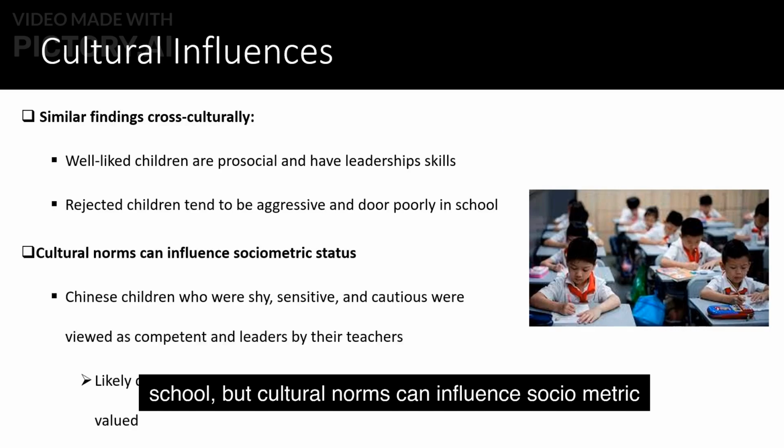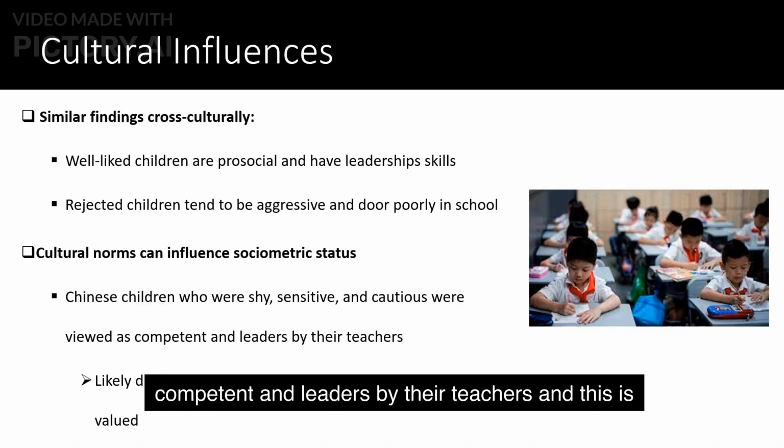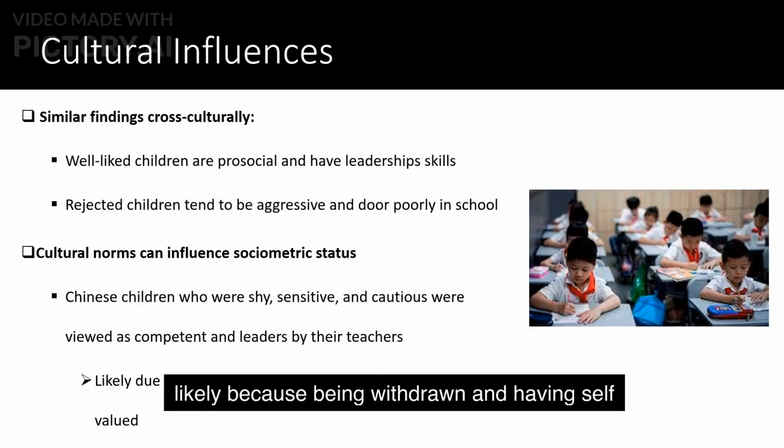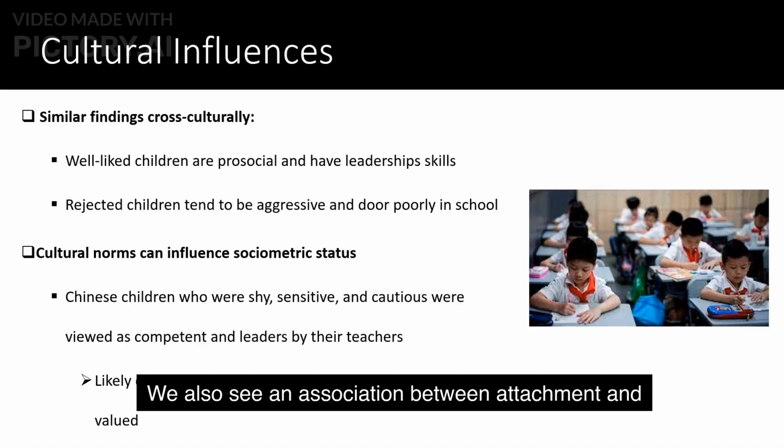But cultural norms can influence sociometric status as well. For example, we see that Chinese children who are shy, sensitive, and cautious tend to be viewed as competent and leaders by their teachers. And this is likely because being withdrawn and having self-effacing behavior is valued within collectivistic societies.